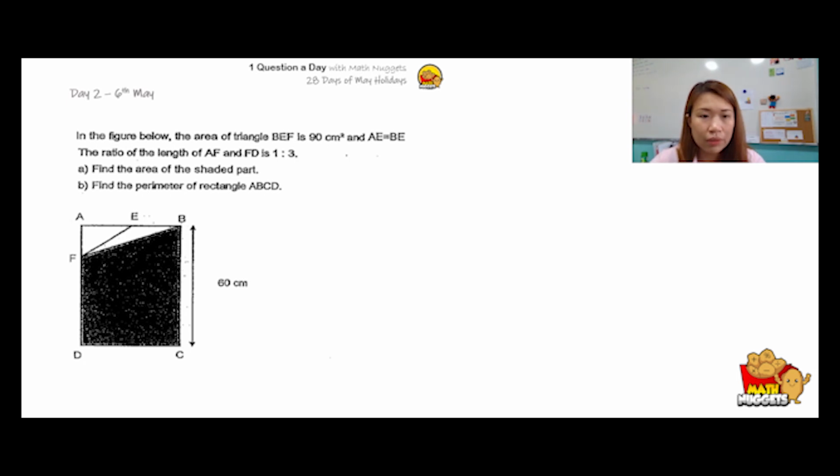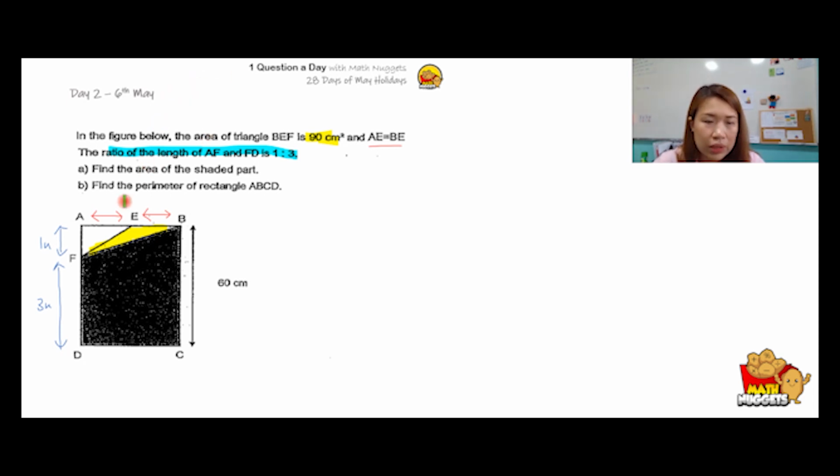So for day 2, the question tells us that the area of triangle BEF is 90 square centimeters. So BEF, which is this yellow color triangle, is 90. Then we know that AE is equals to BE. These two lines are the same. And we also know that the ratio of the length of AF to FD is 1:3. So AF, 1 unit, FD, 3 units.